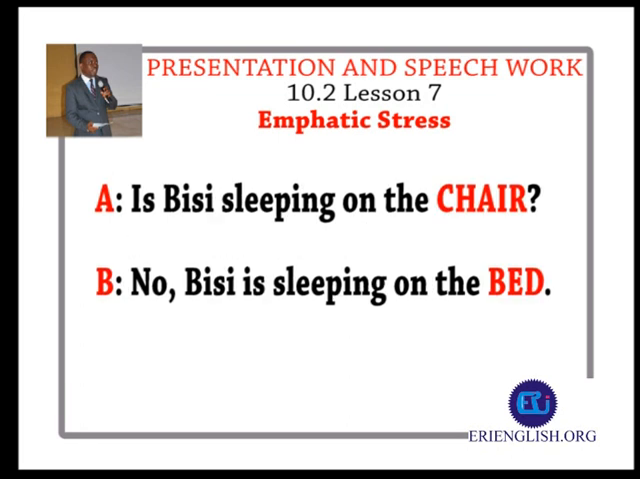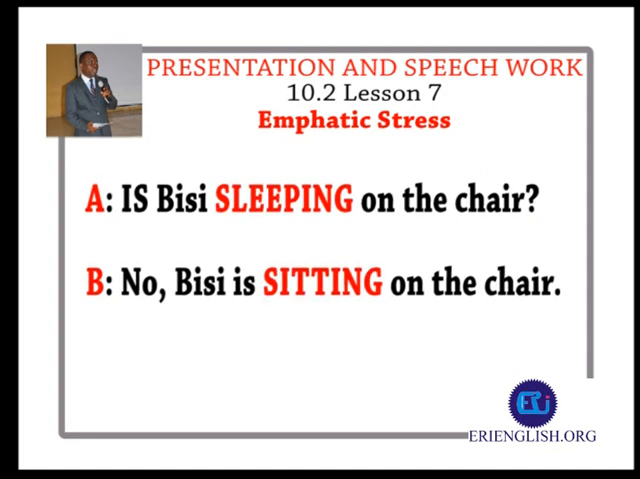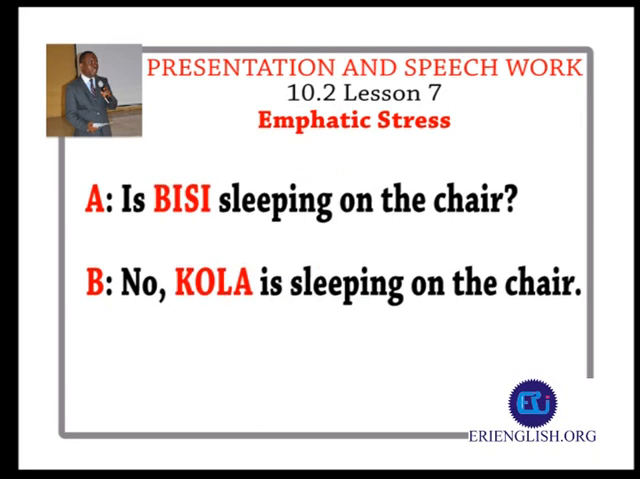A. Is Bessie sleeping on the chair? B. No. Bessie is sleeping on the bed. A. Is Bessie sleeping on the chair? B. No. Bessie is sitting on the chair. A. Is Bessie sleeping on the chair? B. No. Carla is sleeping on the chair.